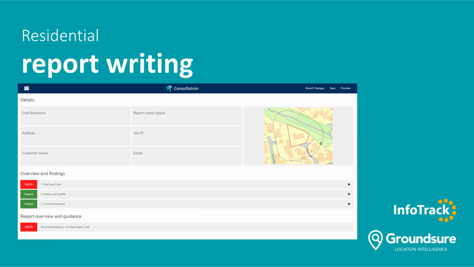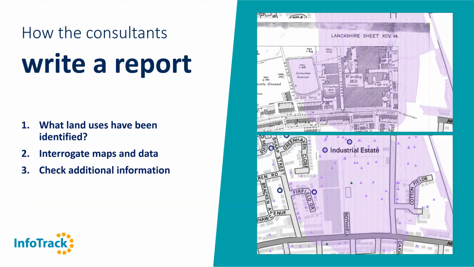So if we've identified something, then the report goes to our consultants, and the red bits that you can see are the highlights of concern that they need to look into in a bit more detail. So as I said, the consultants will have a look at the data. As you can see, as an example from the top image, this site was previously used as a cotton mill and an industrial estate, both of which are potentially contaminative land uses.